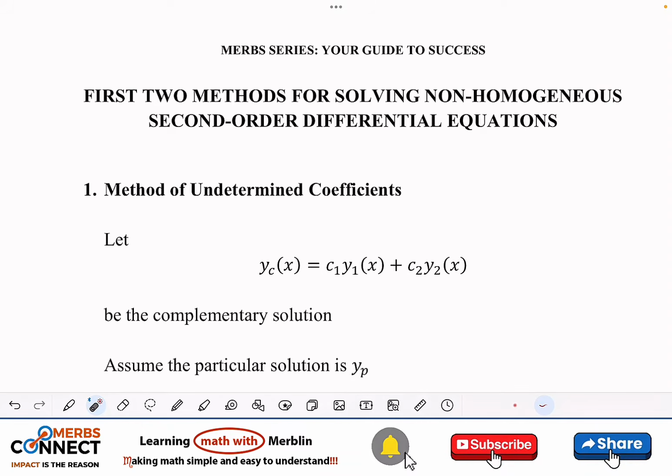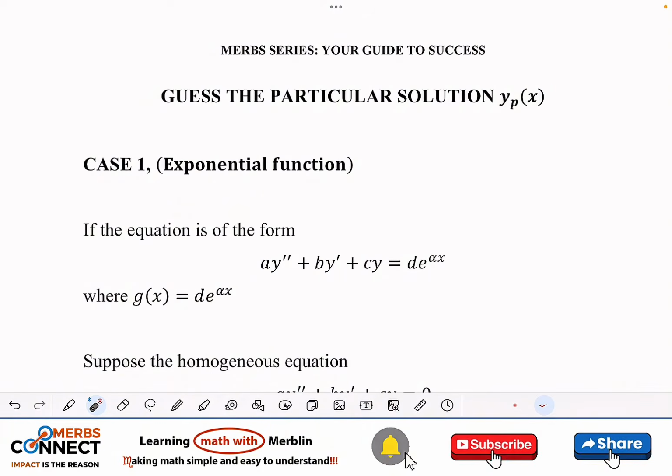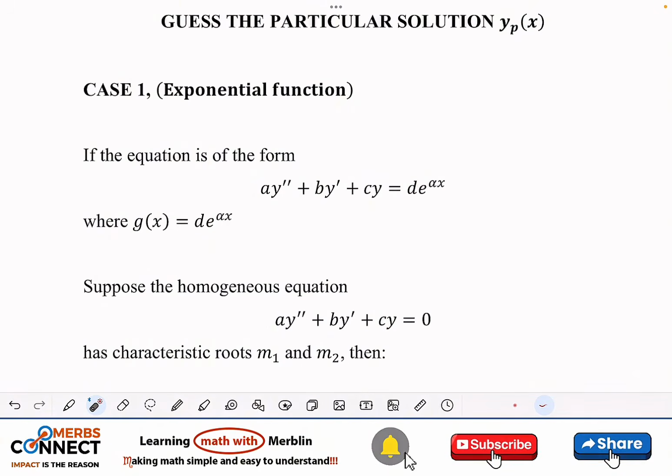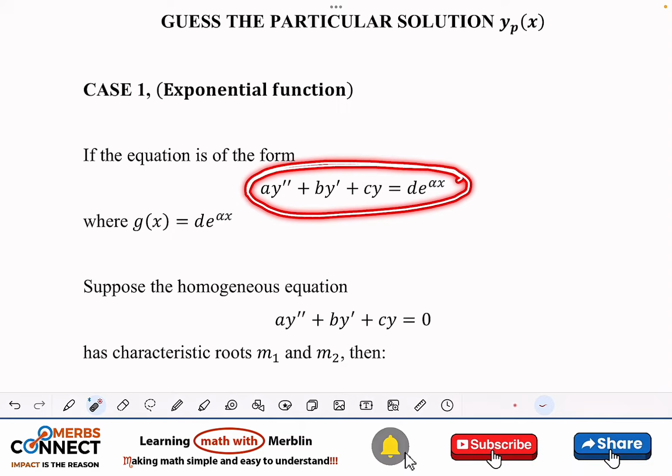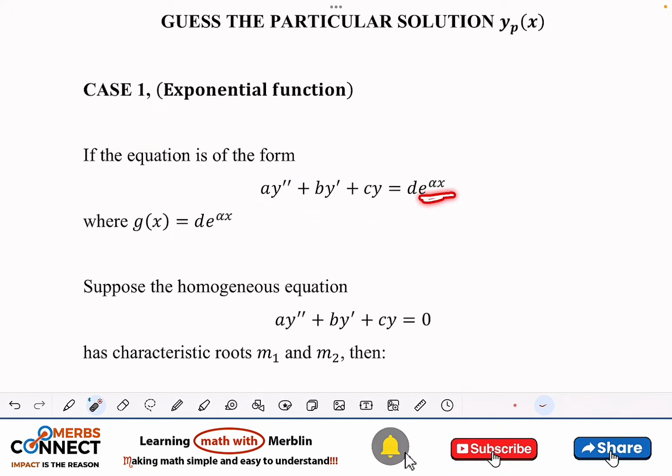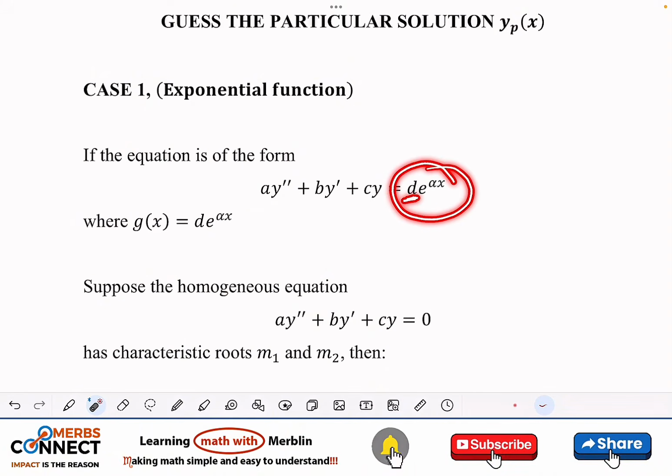Now let's talk about how to find the particular solution, the guesses. We need to guess the particular solution. Whenever you see a non-homogeneous differential equation, after you have found your complementary solution, I'm going to help you guess your particular solution so that you can take it from there. First, we are assuming that the non-homogeneous equation is in terms of an exponential function and the coefficient here is constant, then this is what we can do.